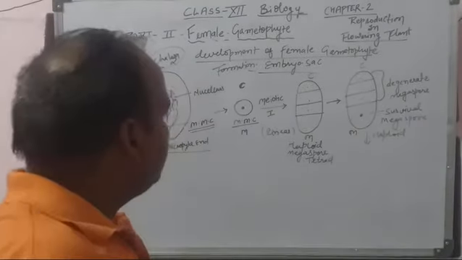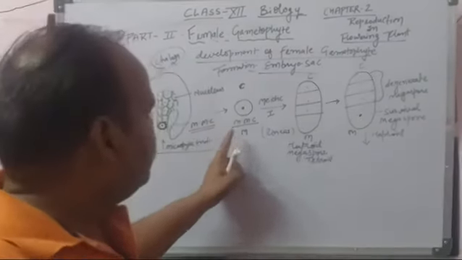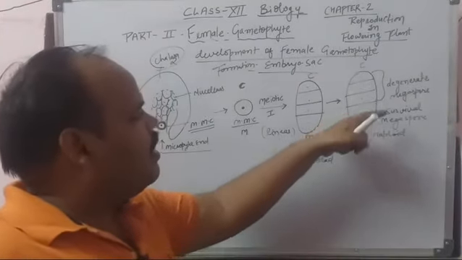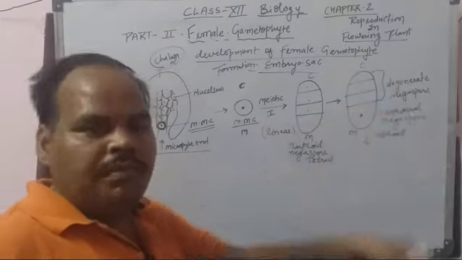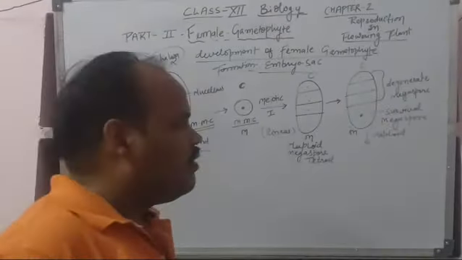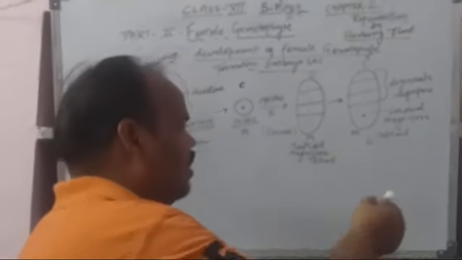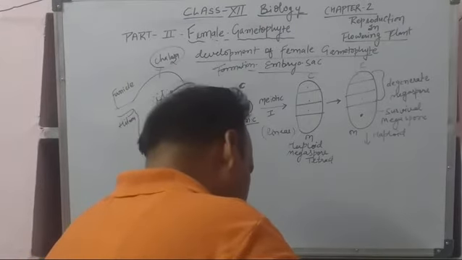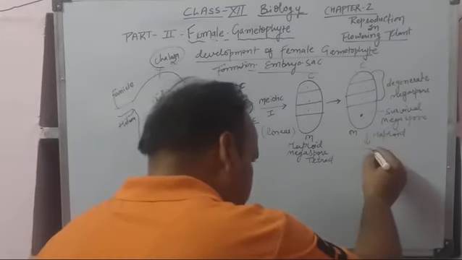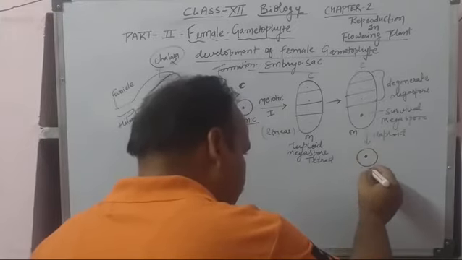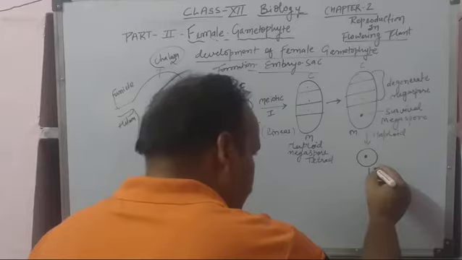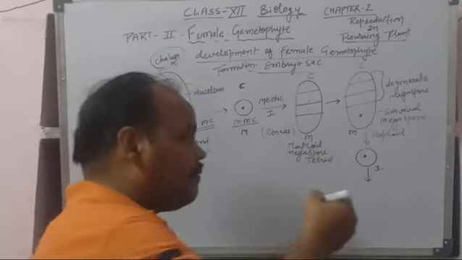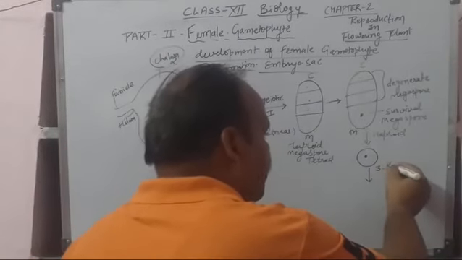So one single mother cell forms four megaspore cells, but three megaspores degenerate and the one survivor proceeds forward. Now that one cell will undergo three karyokinetic processes.